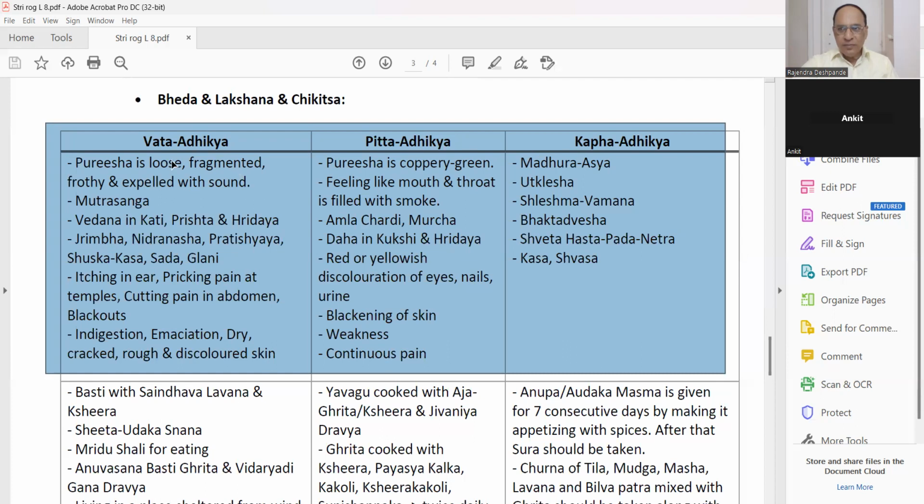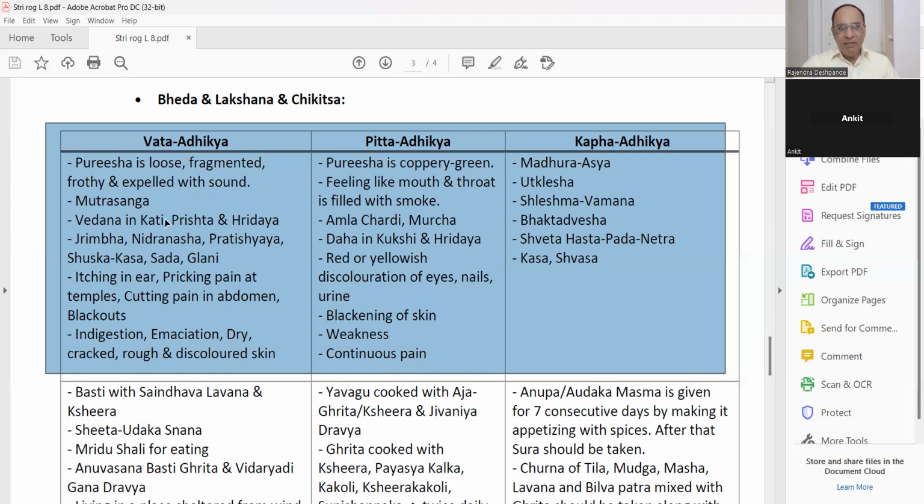Purisha means stools, loose motions, fragmented, frothy, and expelled with sound. Then Mutrasanga, obstruction to the urine. Then Vedana. Always Vata means Vedana. Whenever in any examination, any subject, some terms are very important. Vata is equal to Vedana, Pitta is equal to inflammation, and Kapha is equal to edema, Shotha. Remember these terms.